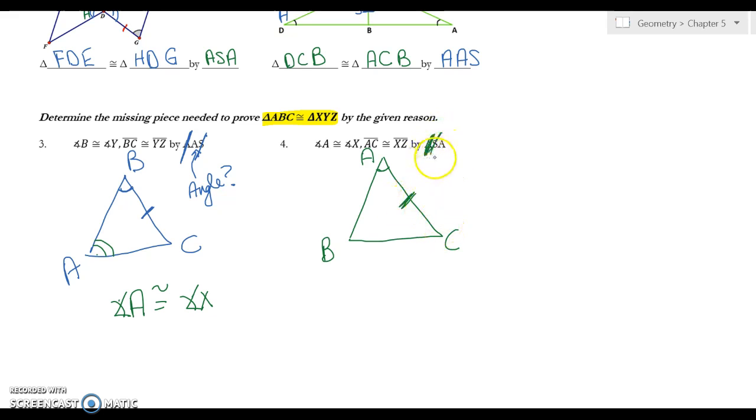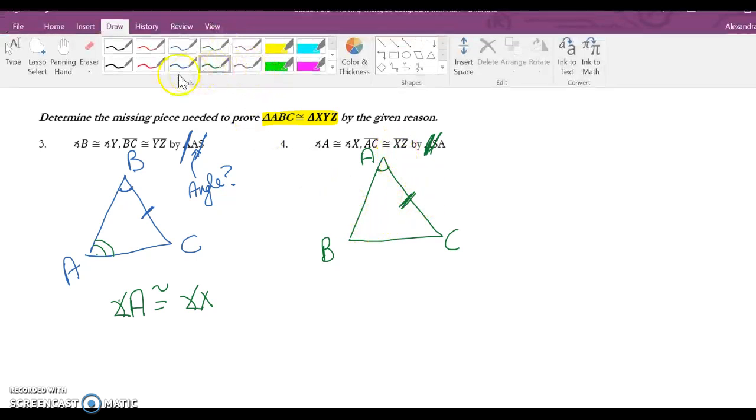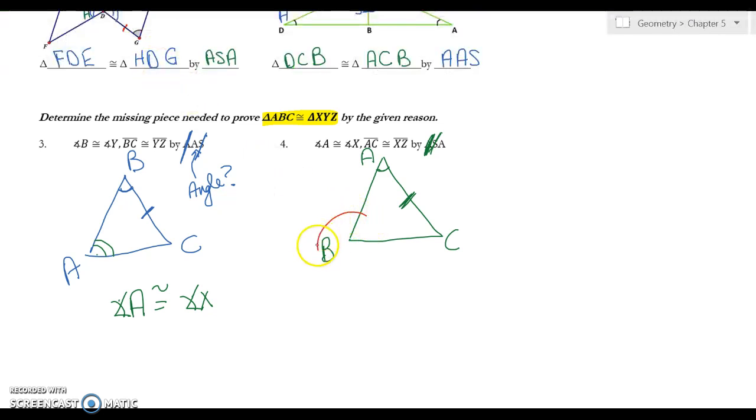Now I need an angle, okay? And so it's either angle B, let's change colors, it's either going to be angle B or angle C. And you have to ask which one's going to squish the side. Well, my side is on the right, so the angle that squishes it is C. And so C is my answer because it squishes my side.